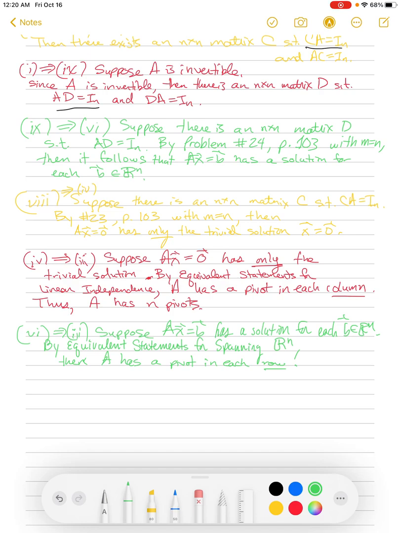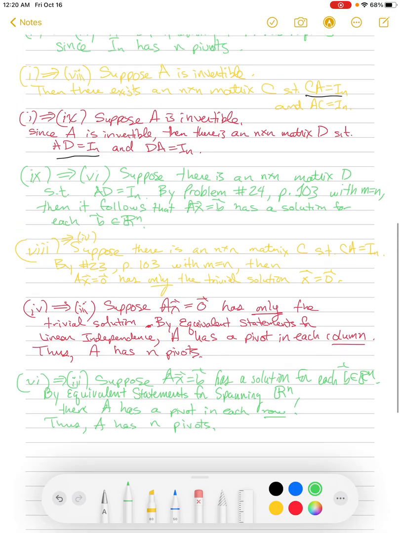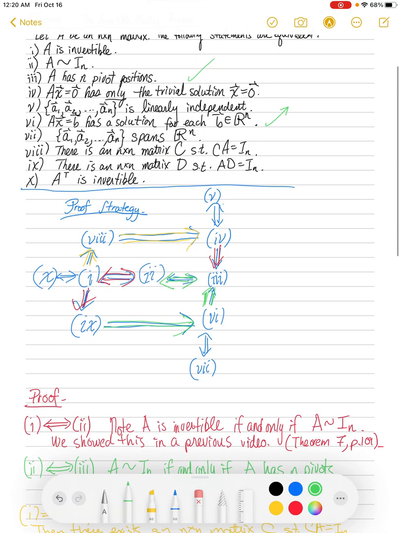Now, how does that guarantee we have n pivots? Well, remember, there are n rows and n columns. So if you have n rows and you have a pivot in every row, then that means you have n pivots. So thus, A has n pivots. Okay. So that's 6 implies 3. What else do I have to do on this diagram? I got most of the arrows taken care of.